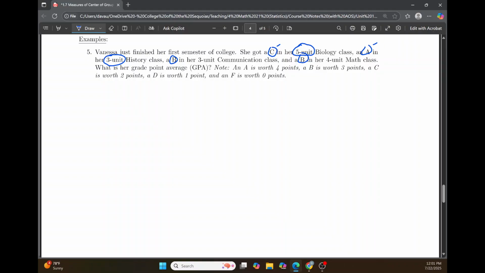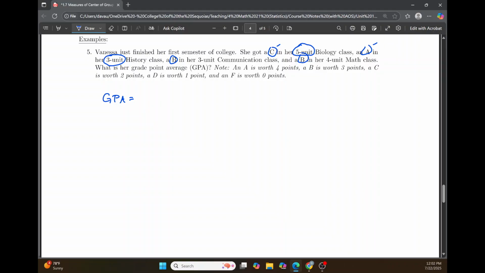So to perform this calculation, an A is worth 4 points towards your GPA, a B is worth 3 points, a C is worth 2 points, a D is 1 point, and an F is 0 points. Now, thankfully, Vanessa didn't get any D's or F's, so we don't have to worry about those. But if we want to compute her GPA, then what we would have to do is multiply the number of points her grade is worth times the number of units of the class that she got that grade in.